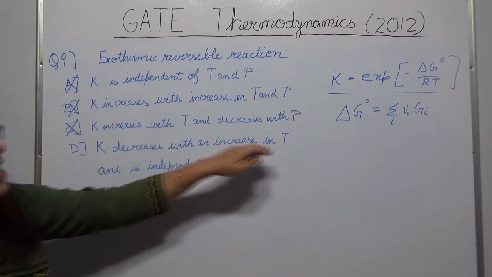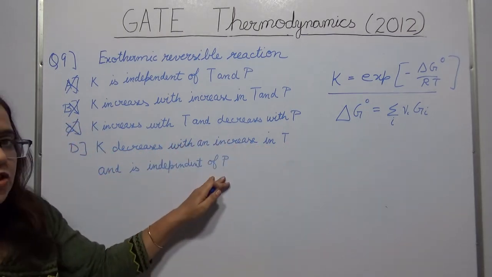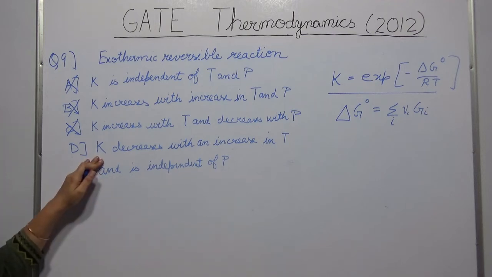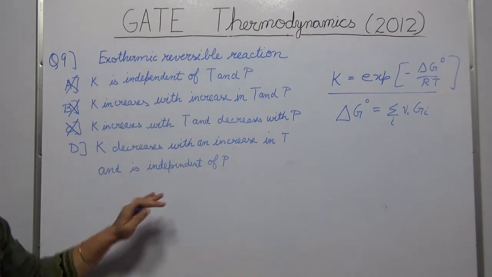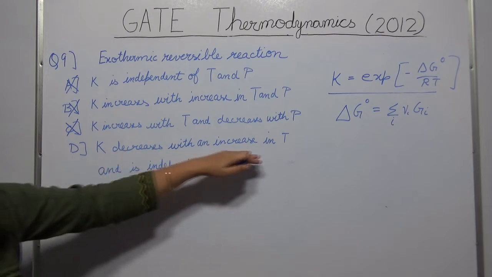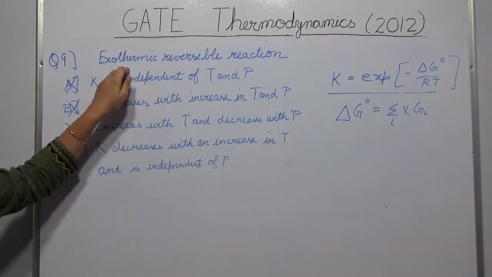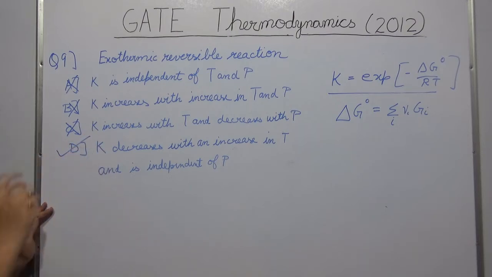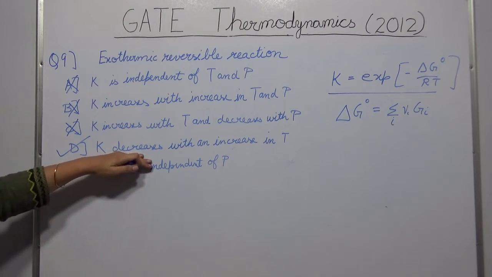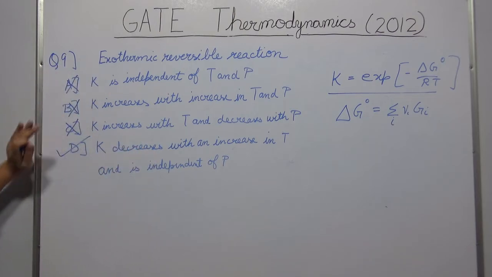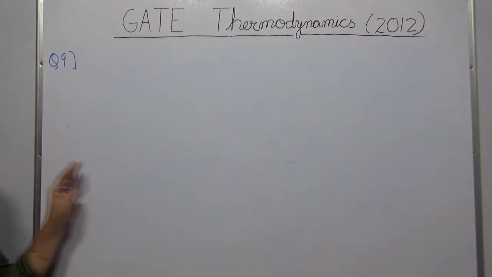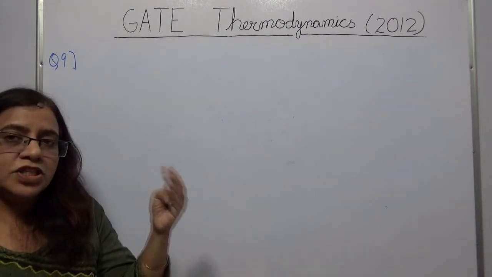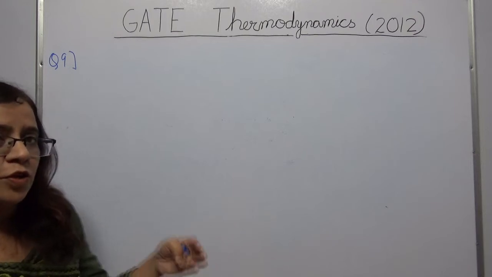K decreases with an increase in T and is independent of pressure. Of course we know that the equilibrium constant is independent of pressure by its definition. And K decreases with an increase in T. We know that for an exothermic process, if you increase the temperature, then your equilibrium constant decreases. So this option is correct. We will briefly see how you get this result, that K decreases with an increase in T for an exothermic reaction. Let's see how we get the relation which tells you the temperature dependency of K.